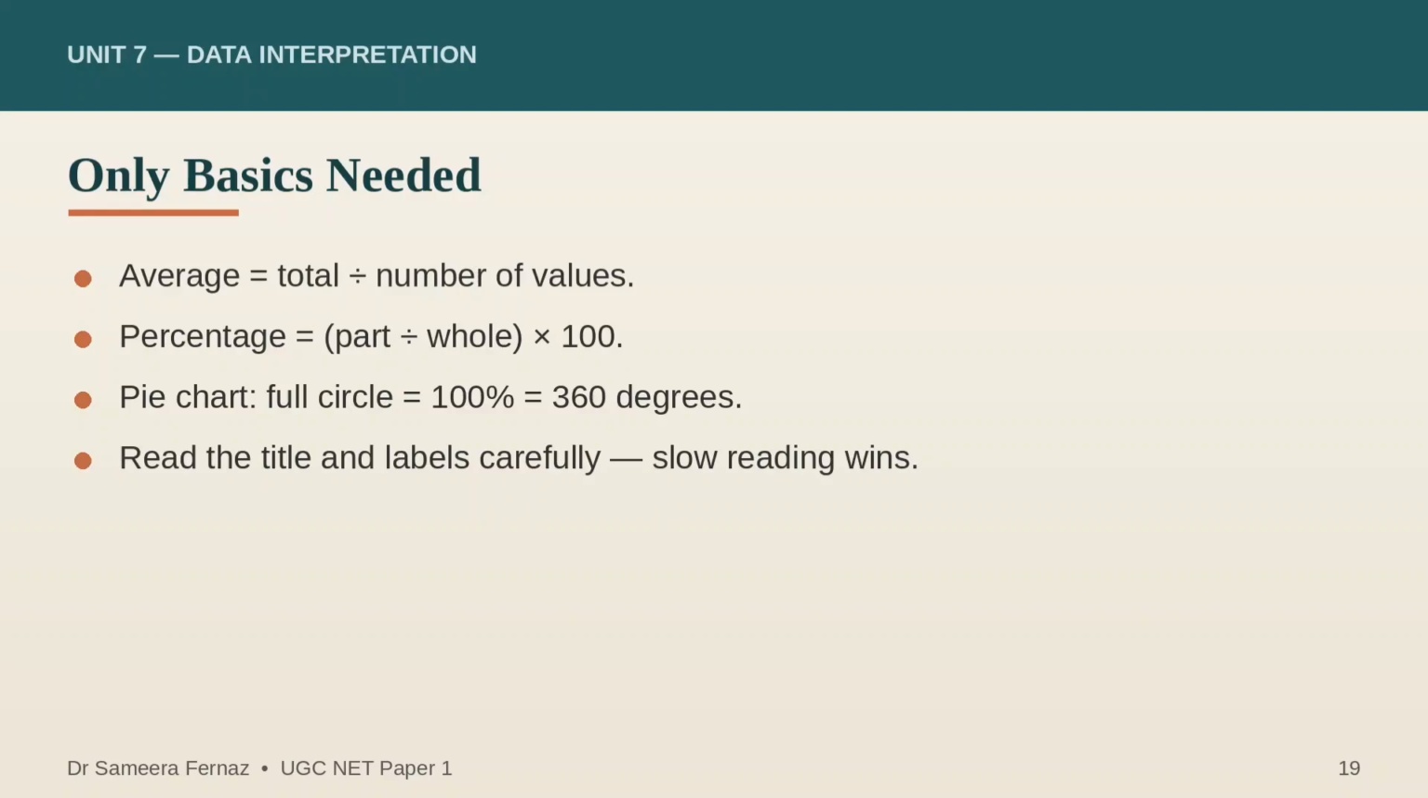If 40 students out of 200 pass, then the percentage is 40 divided by 200 multiplied by 100, which is 20%. A pie chart is a circle. The full circle is 360 degrees and it is 100%. So one part is 25%. It takes 90 degrees of the circle.